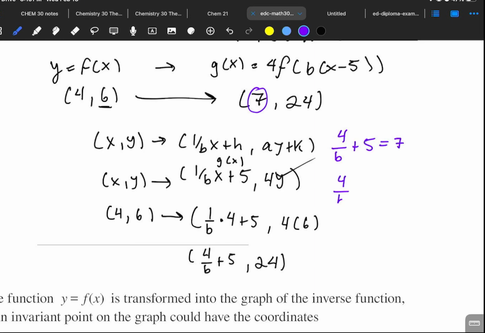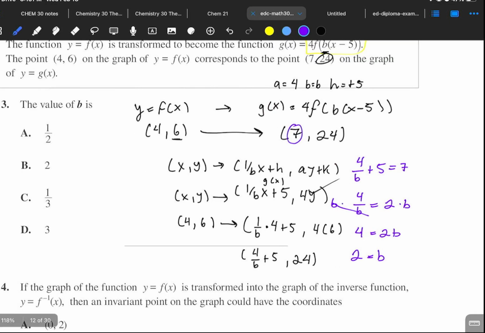Now you have 4 over b equals 2. And I multiply both sides by b. You get 4 equals 2b. Now, if you divide both sides by 2, you get 2 is equal to b. So now, we're saying that we're stretching this by a factor of 1 over 2, or b would be equal to 2. And that would be our answer here.